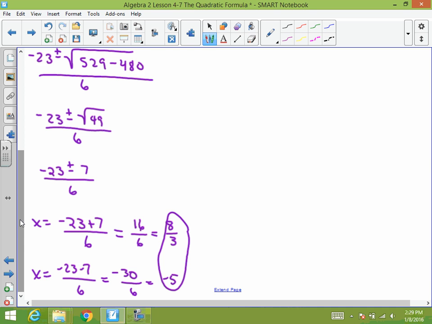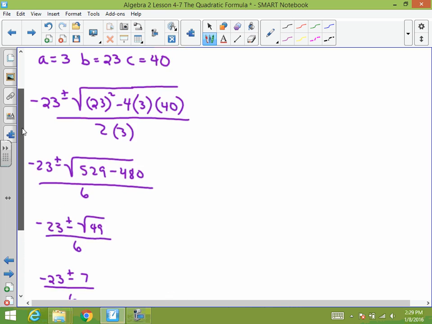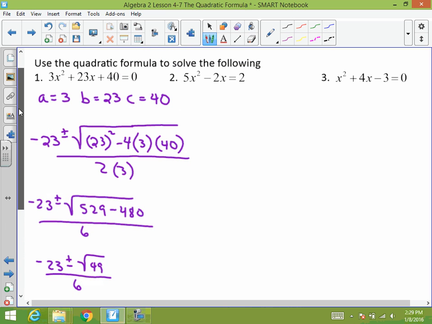Let's take a look at problem number 2 for a moment. Scroll all the way back up here. Problem number 2, I'm going to do in green. First of all, before I can even do this, I need to make sure that I get it in the right form, which is equal to 0, which it is not. So 5x squared minus 2x minus 2 equals 0. Otherwise, you're going to get the wrong sign on your C term, and you're going to mess up the entire equation. So A here is 5, B is negative 2, and C is negative 2.